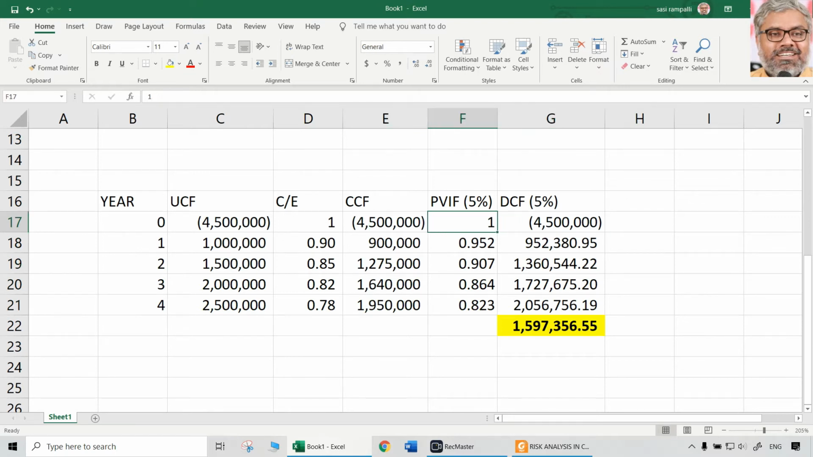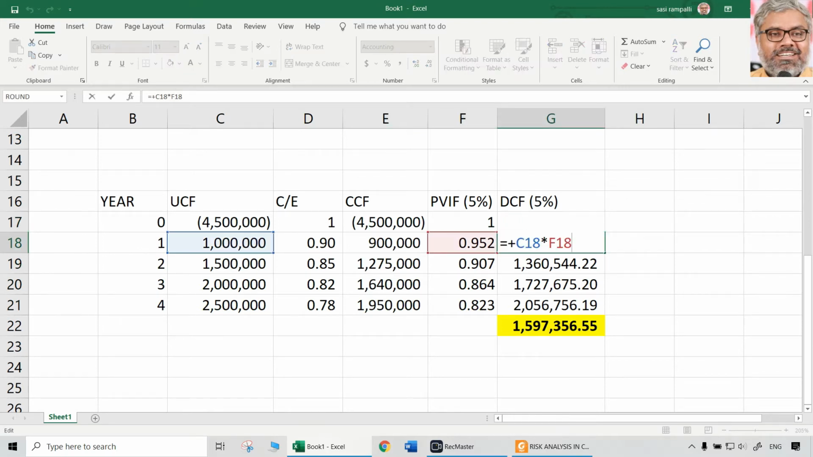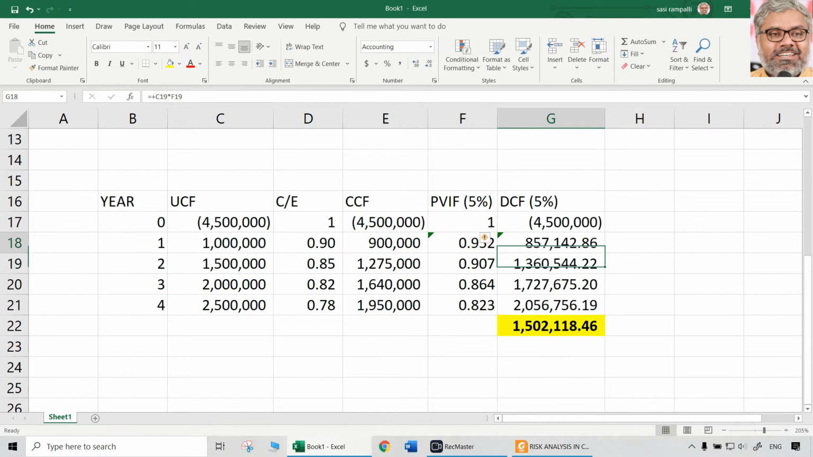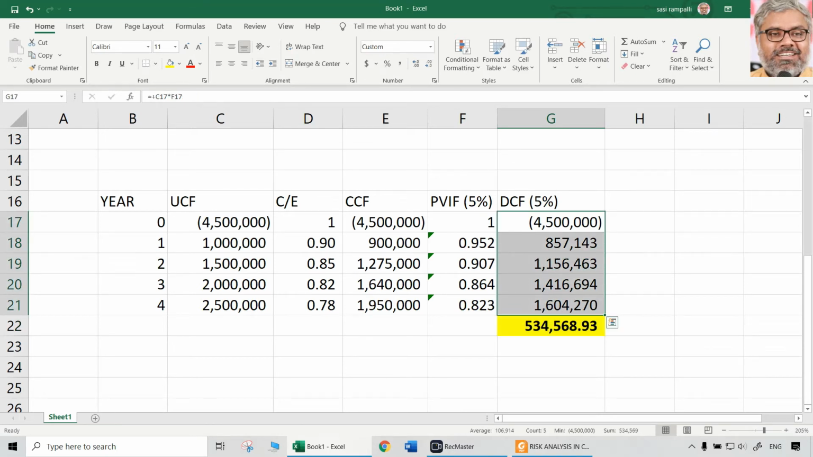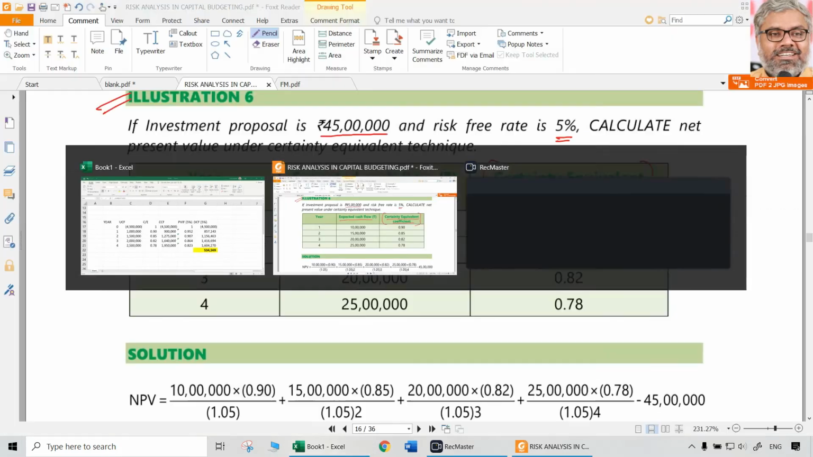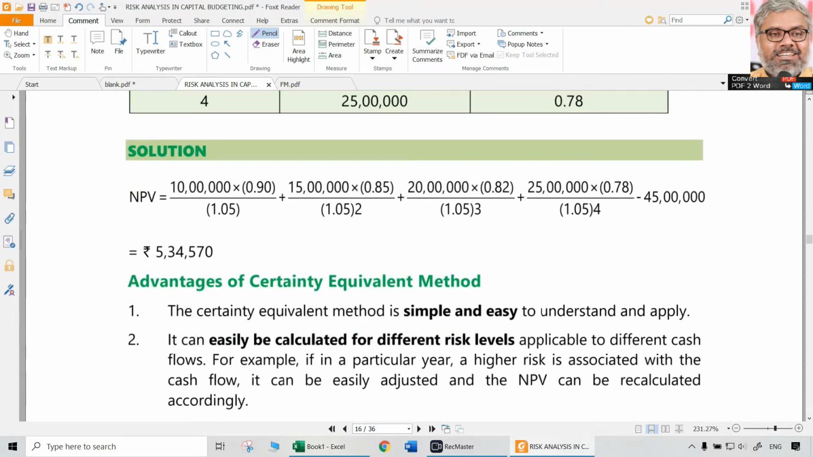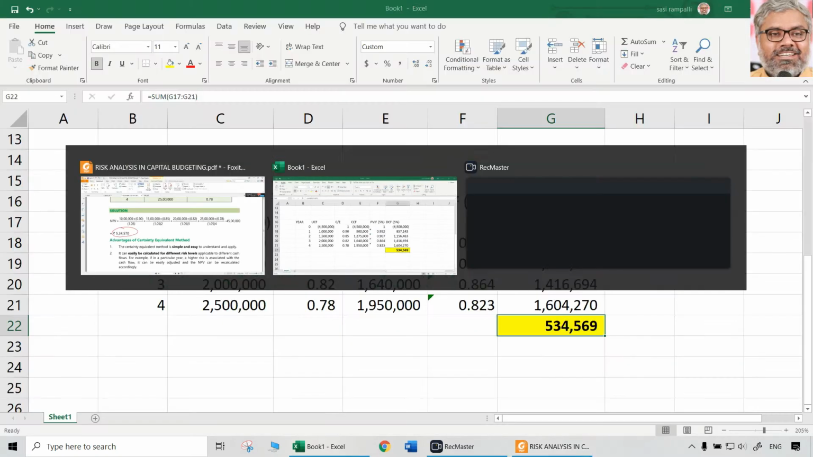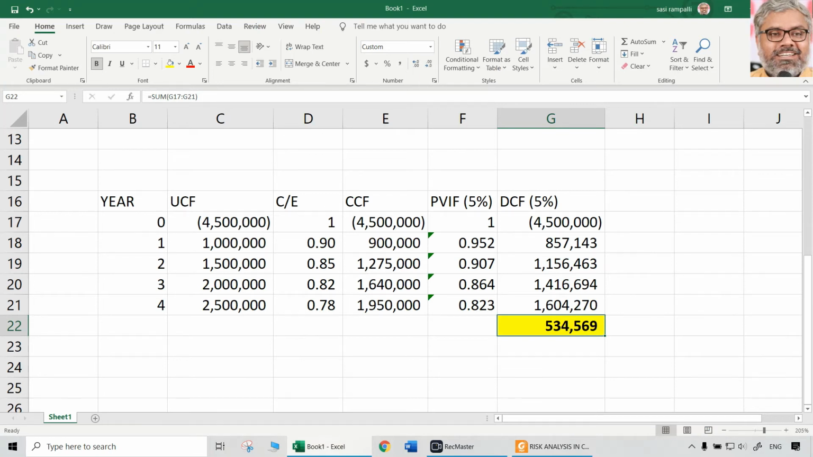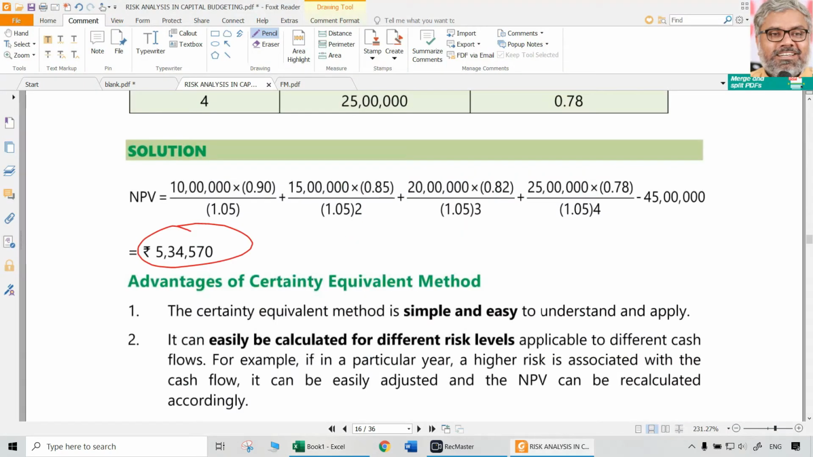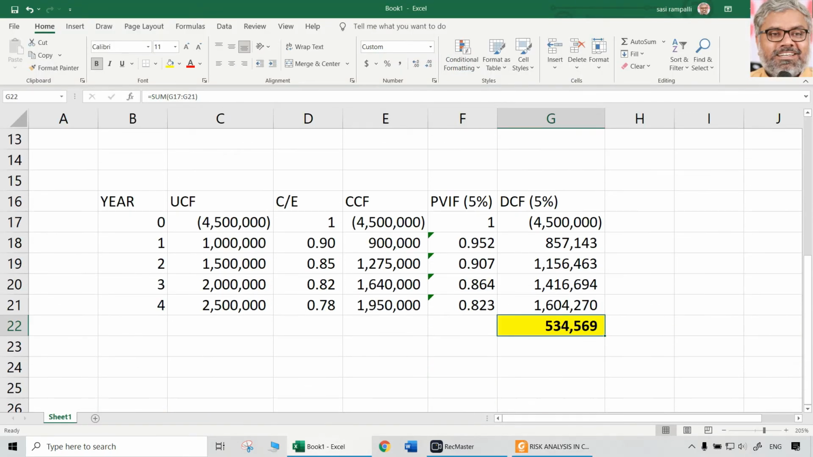Then we have got PVIFs already. All that we need to do is multiply certain cash flows with the PVIFs that we already have. So after calculating all this, we will have 5 lakhs 34,570 approximately as the NPV of the project with certain cash flows. 534,570. That's all. So what we did here, once again to repeat, cash flows which are normally uncertain have to be multiplied with certainty equivalent so that we get certain cash flows.